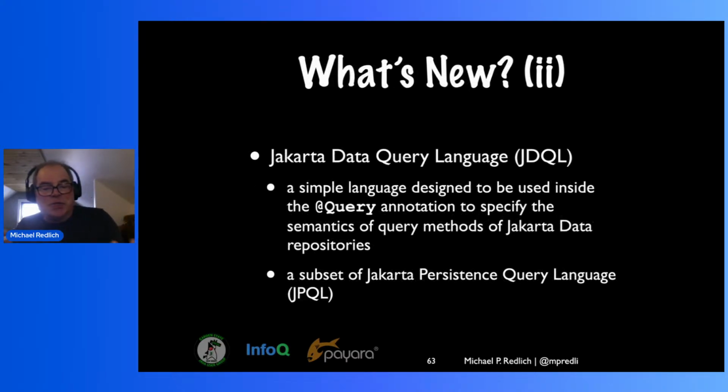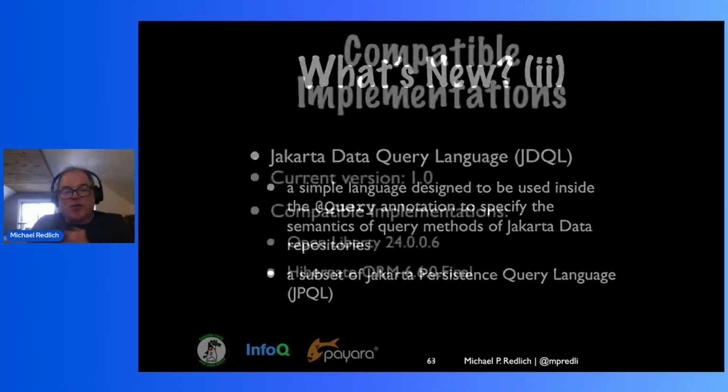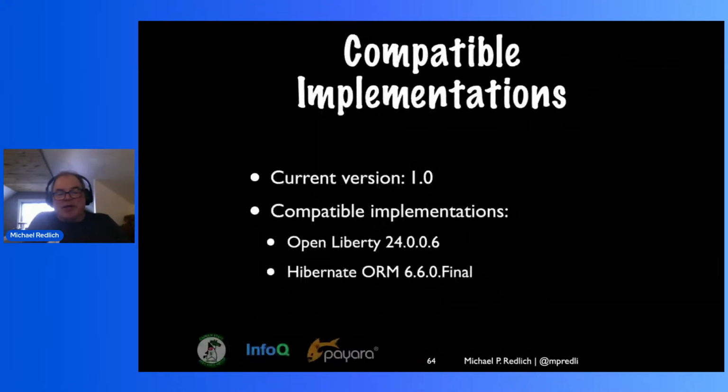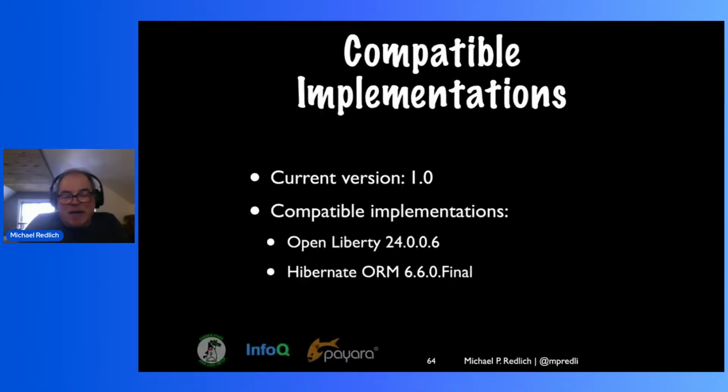And it's a subset of the Jakarta Persistence Query Language. Right before we had everything finalized for version 1.0, we came up with the Jakarta Data Query Language, or JDQL. So basically the same idea of that. All right, 1.0, of course, is the final version. And then Open Liberty and Hibernate are the compatible implementations.